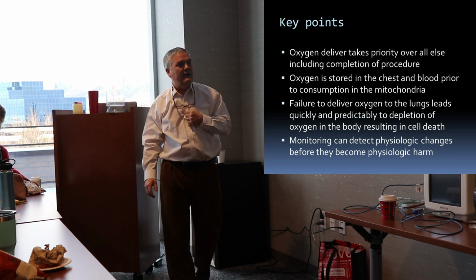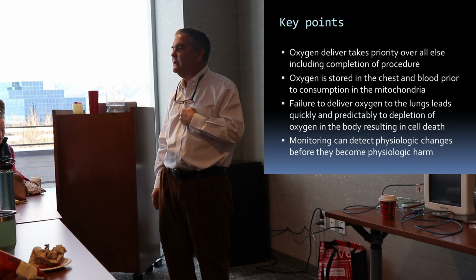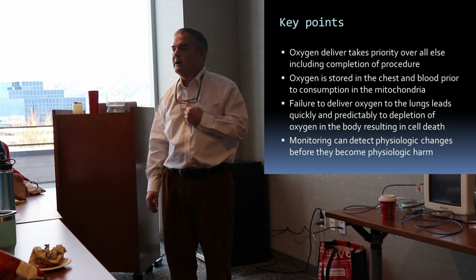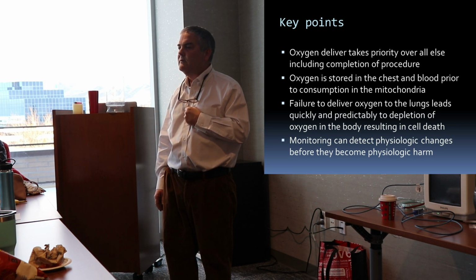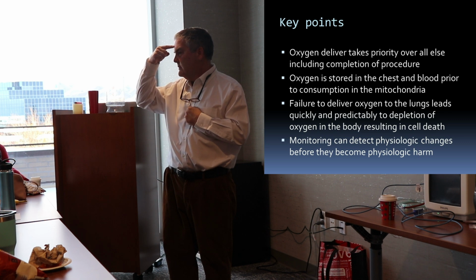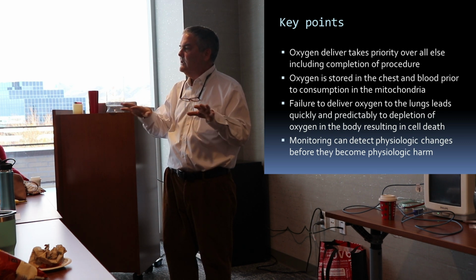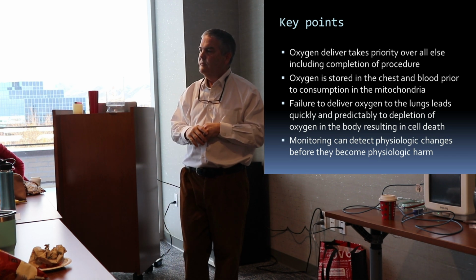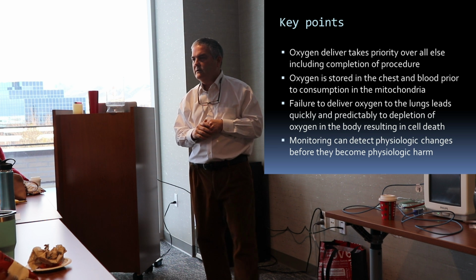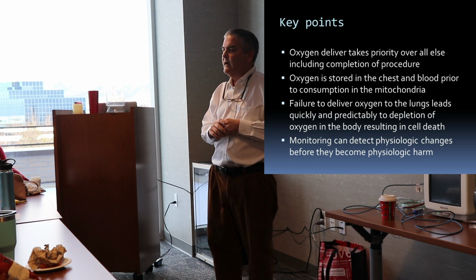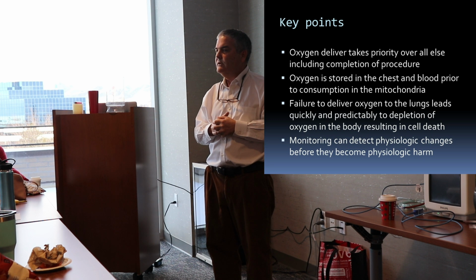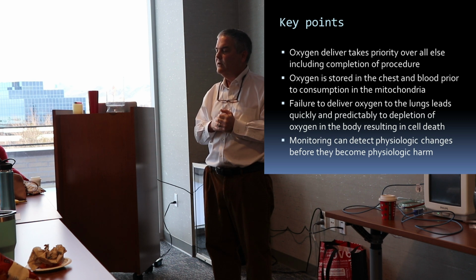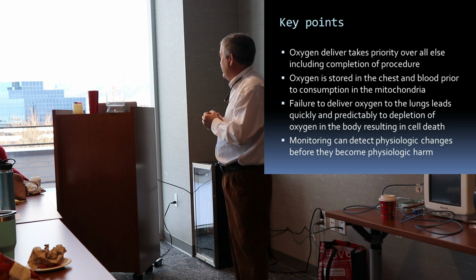Okay? Failure to deliver oxygen to the lungs leads quickly and predictably to the depletion of oxygen in the body, resulting in cell death. Right? What's the first cells to die in the human body when they don't get oxygen? The brain. Second is cardiac. Okay? The kidneys and the liver can go quite some time without oxygen, but you can quickly get brain death. Anesthesiologists are always sad when they have a patient that's apneic for 5 to 8 minutes and they think, oh, I got away with it, or I fixed it, but it was really close, and then they wake up and they've got brain damage. So the brain cells are very sensitive and they die very quickly. And so don't make apneic patients.